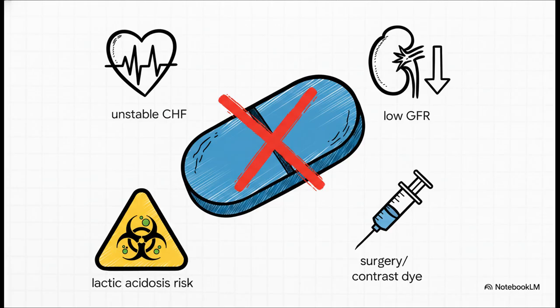You absolutely must memorize HAFLEB to know exactly when prescribing it could be dangerously toxic, mainly because of the risk of severe lactic acidosis. For example, if a patient's GFR drops below 30, or they're heading into surgery with contrast dye, you have to stop the metformin immediately.